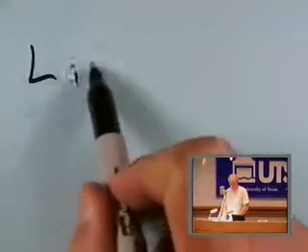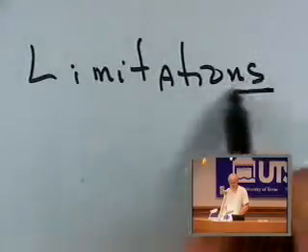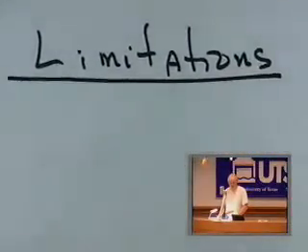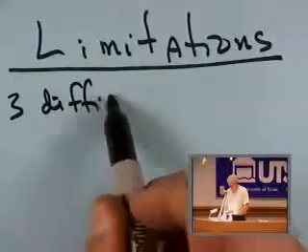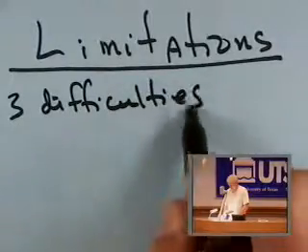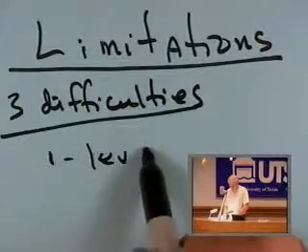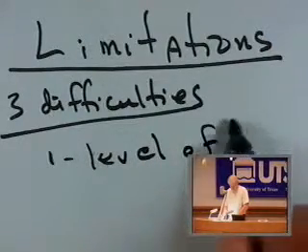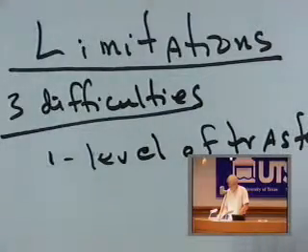So let's close by just talking about some limitations of this method, which is what we should always think about. There should be some key questions, especially for the co-transfections, that we would talk about. There are really three difficulties. The first has to do with the level of transfection efficiency.